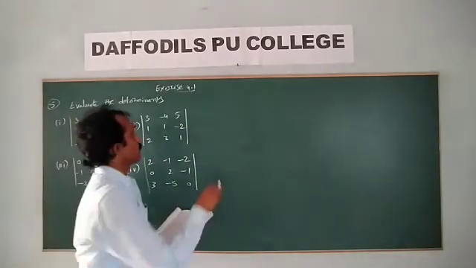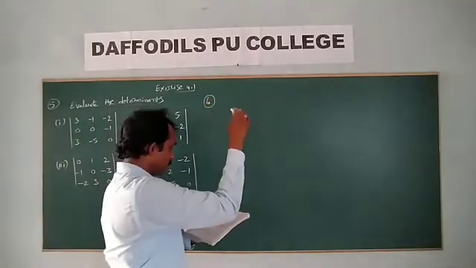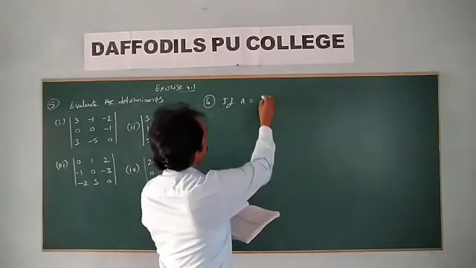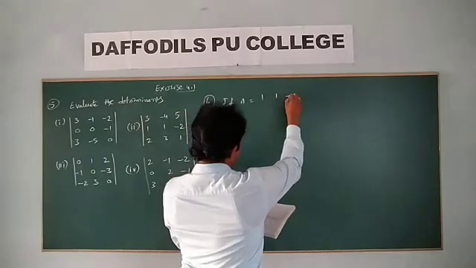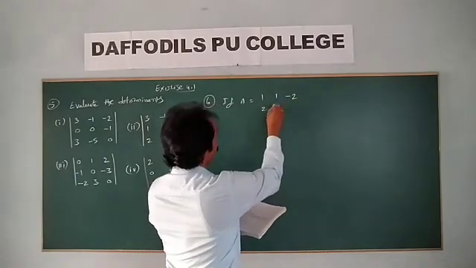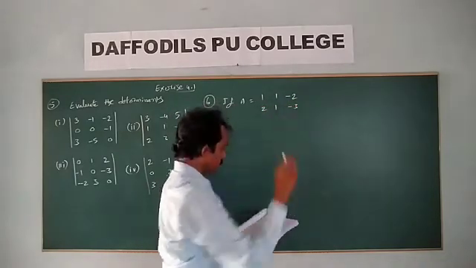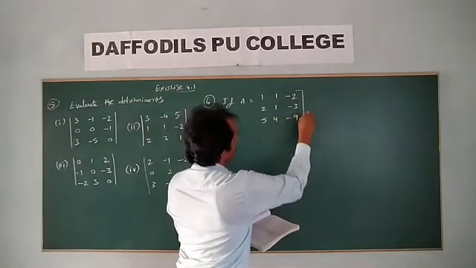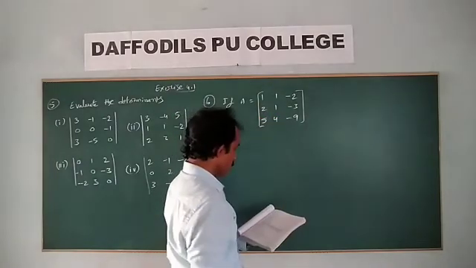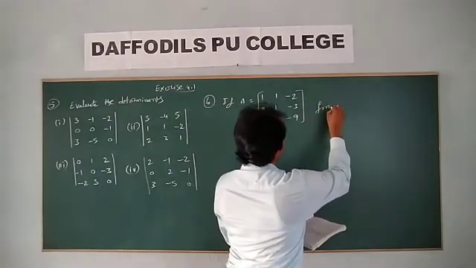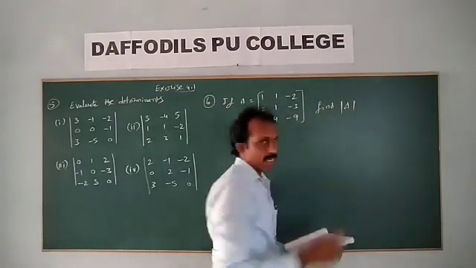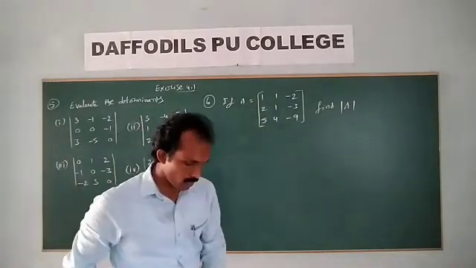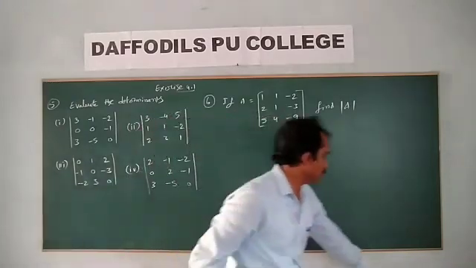Next, the sixth problem. If A is equal to 1, 1, minus 2; 2, 1, minus 3; 5, 4, minus 9, find det A. This is also the same as the earlier ones. These are the homework.